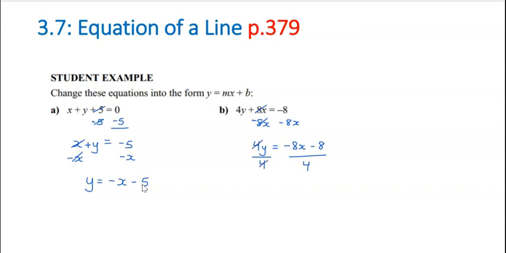At this point, if you remember back to polynomials, when we divide, we need to divide both terms by the denominator. So we are going to divide negative 8x divided by 4, which will give us negative 2x. And we're going to divide negative 8 divided by 4, which is going to be negative 2. So our equation in the linear format is y is equal to negative 2x minus 2.